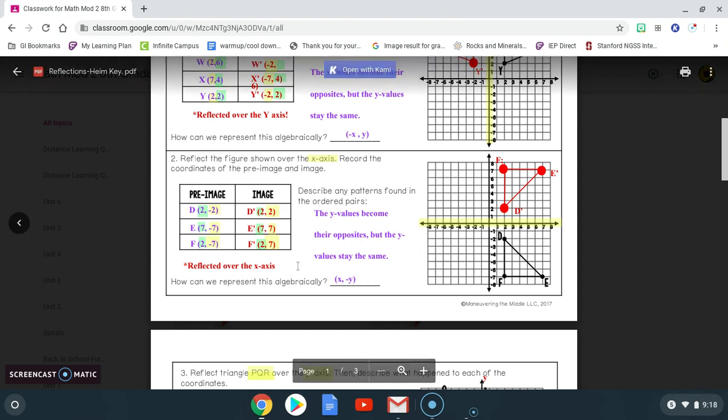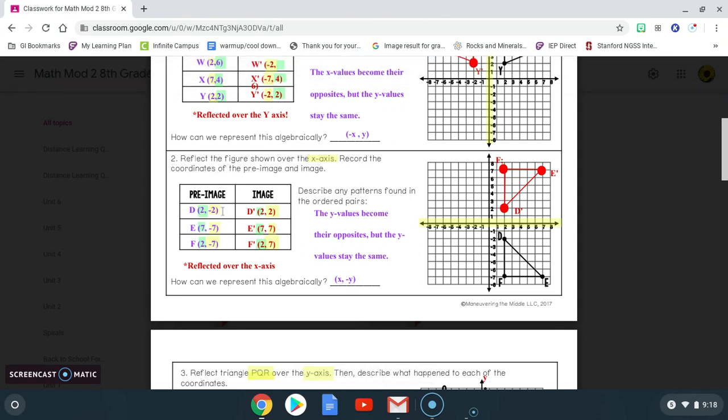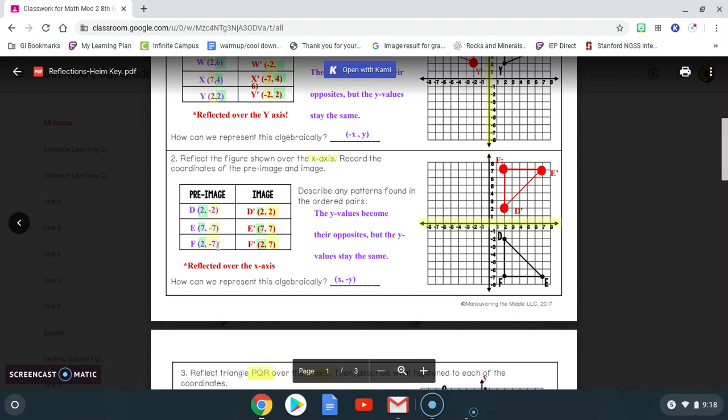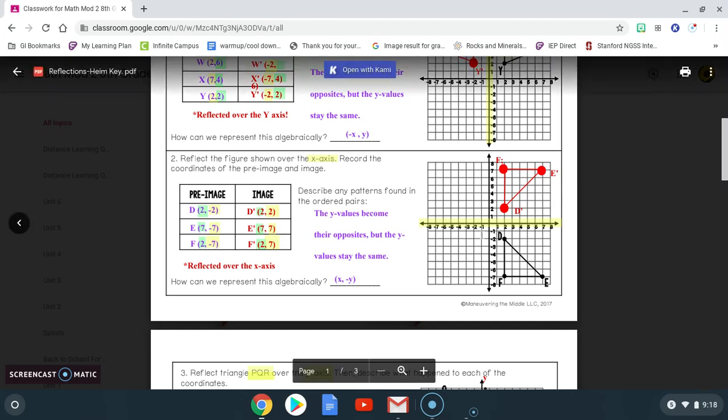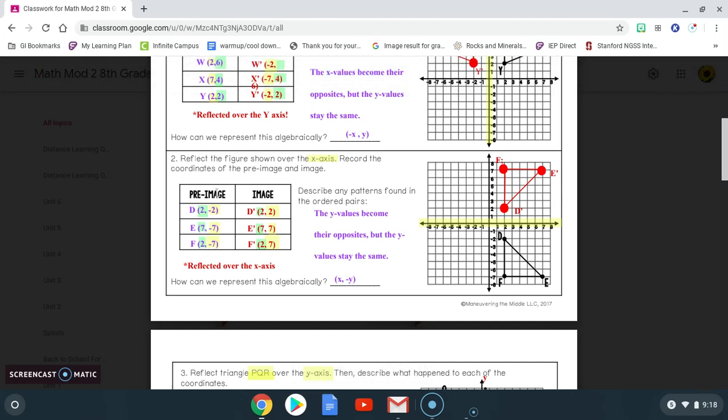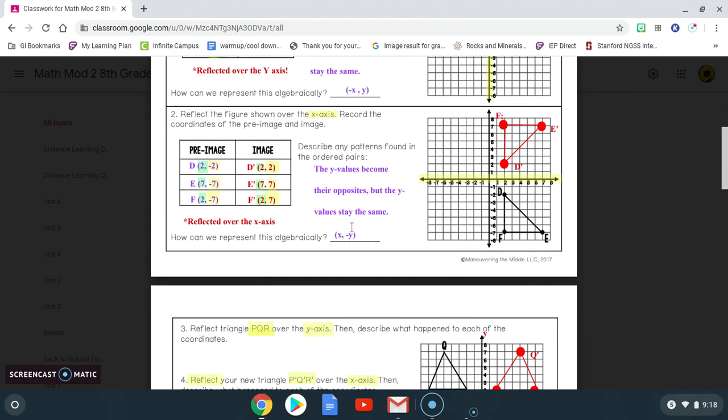So again, here's our notes. 2, negative 2 becomes 2, positive 2. 7, negative 7, the new shape is 7, 7. F is 2, negative 7, the new shape is 2, positive 7. What that means is we reflected over the x-axis, so the x values are going to stay the same, but the y's are going to become the opposite. It was negative 2, so it's going to be the opposite now, which is why it's positive 2. This is written as x, negative y, because you're multiplying that y by a negative.